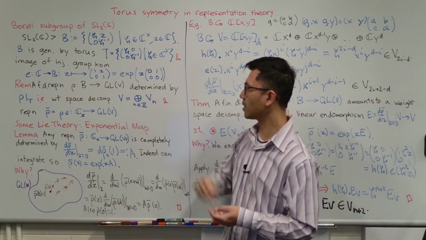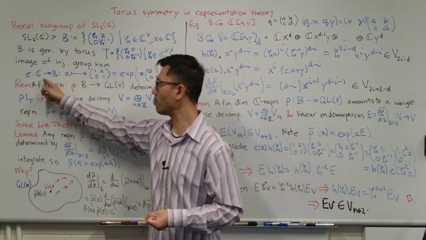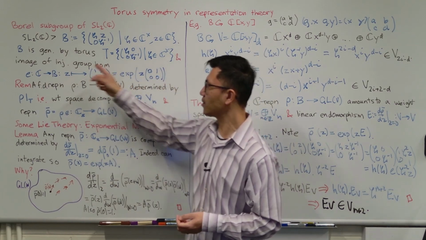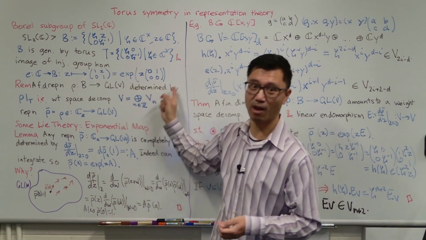And so the claim is that since the derivative at Z equals 0 of this map is the matrix 0, 1, 0, 0, if you have such an injective group homomorphism, in fact, it has to have this form.